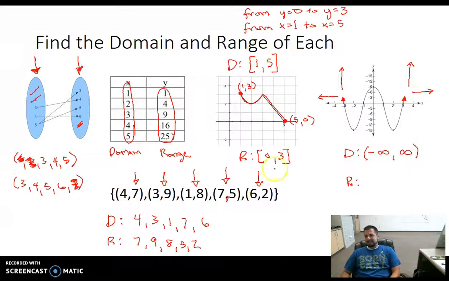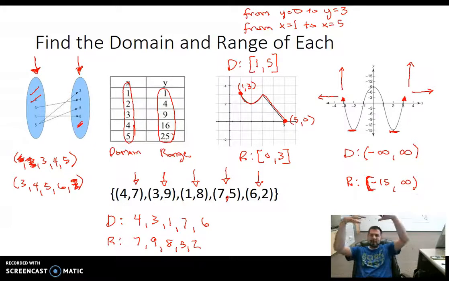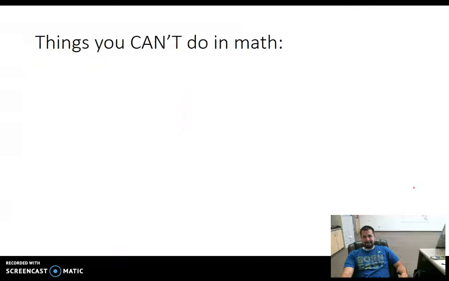The range is very similar, except we have to realize one thing. There is a bottom point on this graph. The smallest y value that is on this graph is negative 15. And because that is a filled-in circle there, I would put a bracket around it. And then this graph goes up forever and ever and ever. Because the graph goes up forever, we would say that the range on this is infinity, in that it keeps going up and up and never stops. So that's how we find domain and range on a graph.